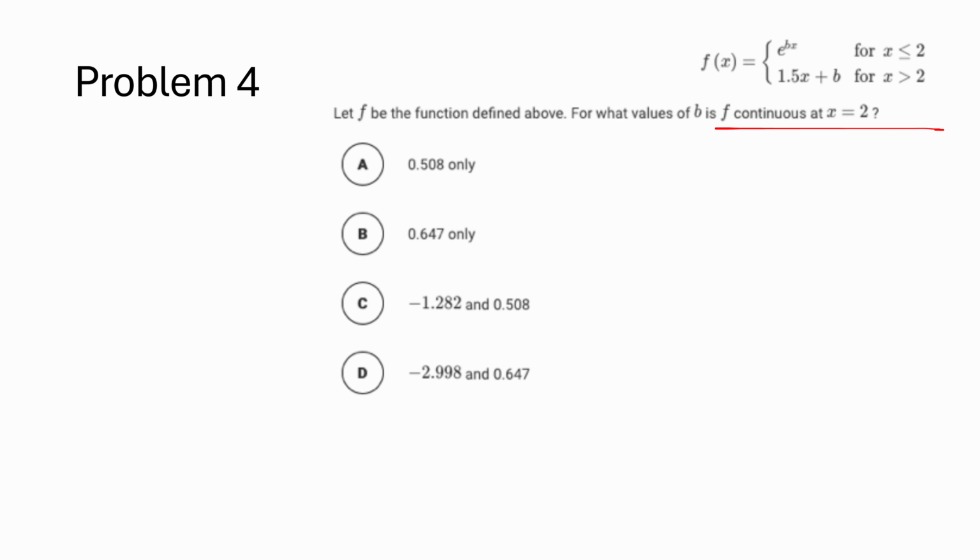Okay, so basically what we're asked to find is the value of b such that f is continuous at x equals 2. In order for f to be continuous, there shouldn't be any breaks or holes, so we equalize these to each other. So e to the bx equals 1.5x plus 2, and we are given x equals 2, which we just substitute. So e to the 2b equals 1.5 times 2 plus 2, which equals 5.